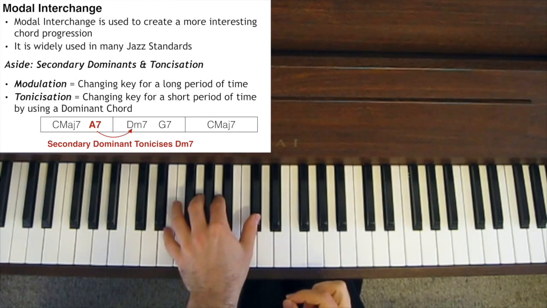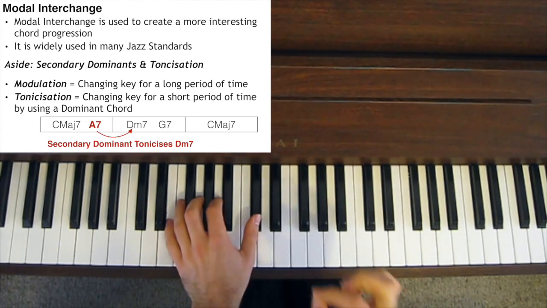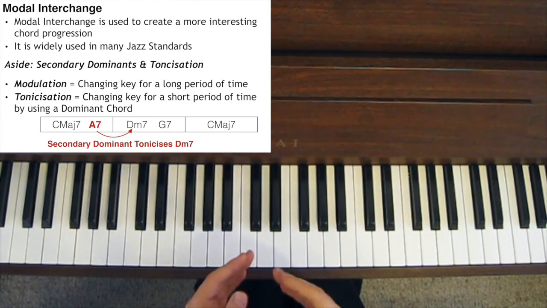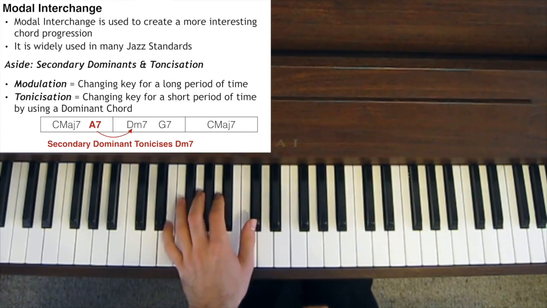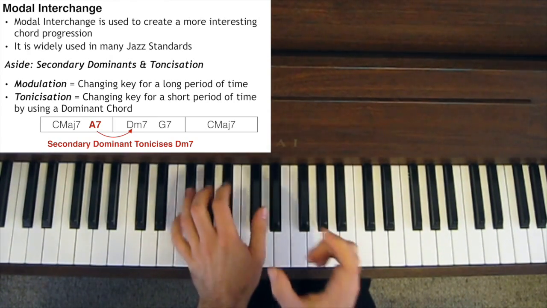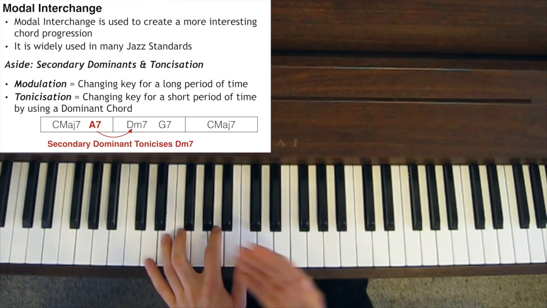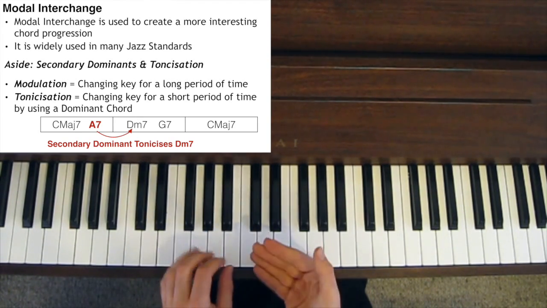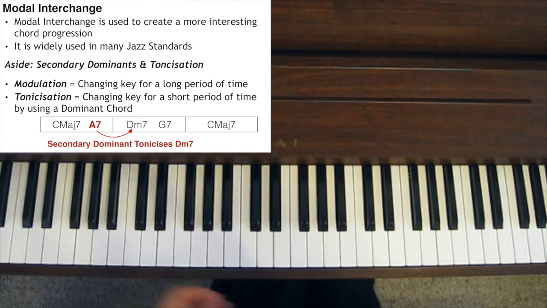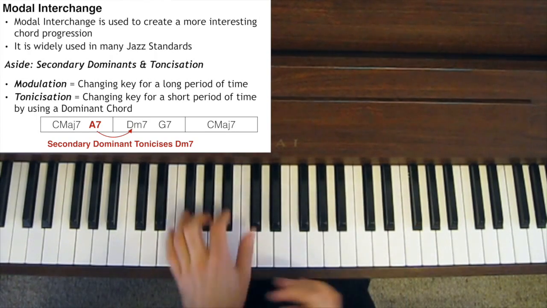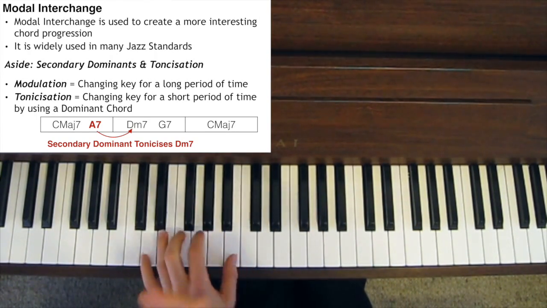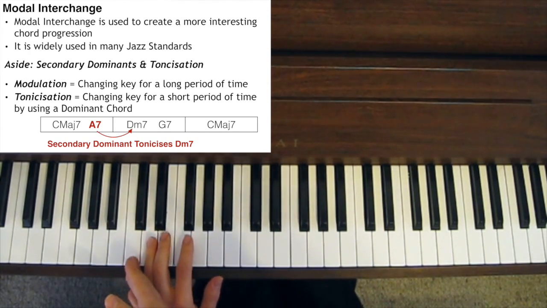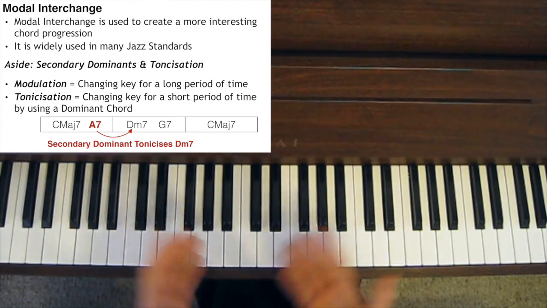Now, the 6 in this case is an A dominant 7 chord, which isn't in the key of C major. But this is not technically modulation because the chord only lasts for half a bar before going to the D minor 7, which is in the key of C major. So rather than modulating, this chord tonicizes the D minor 7 before going back into the key of C major and finishing back on the C major 7 chord, back on the root note.